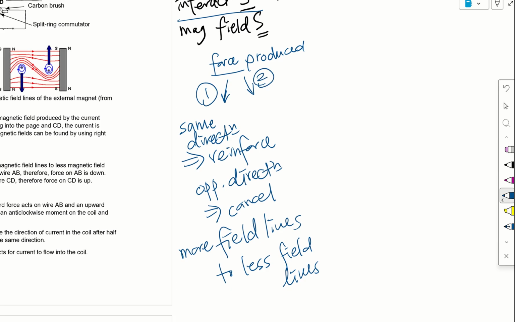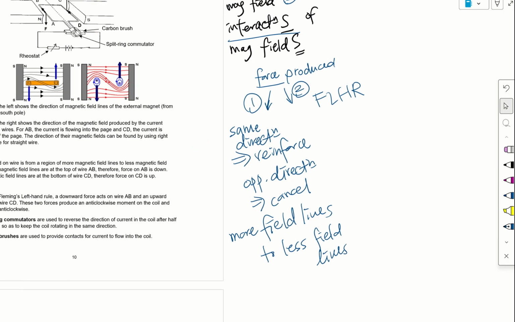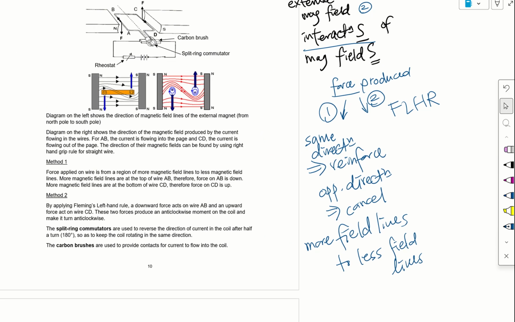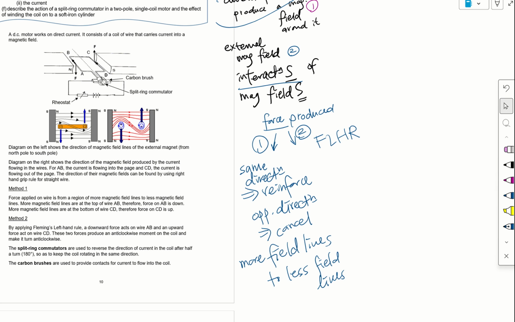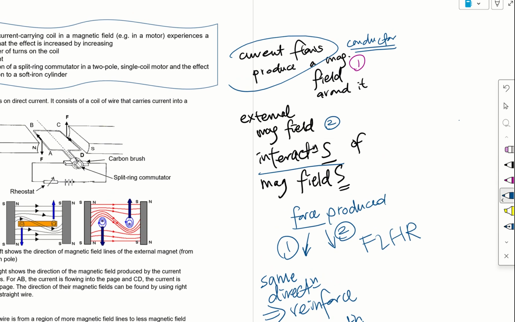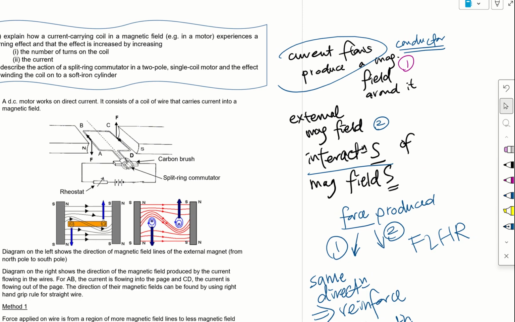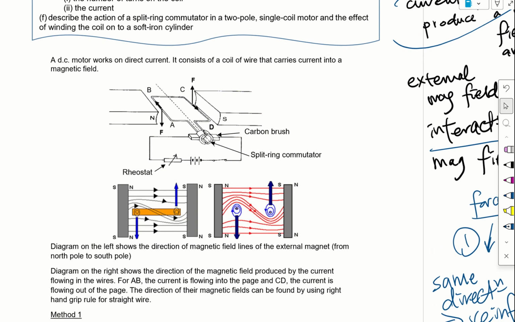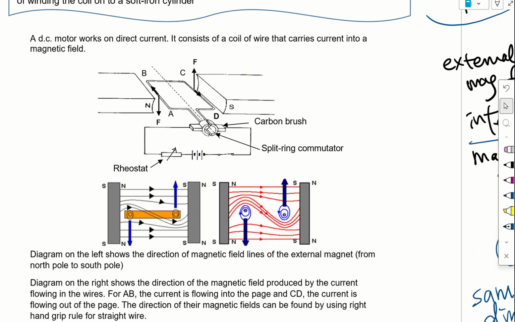The second method is by using Fleming left-hand rule. You can also look at the previous videos. So we see that whenever there are interactions of magnetic fields, there will be a force produced. So how do we actually make use of this force? Then they thought of this thing called a DC motor. So what is a DC motor?